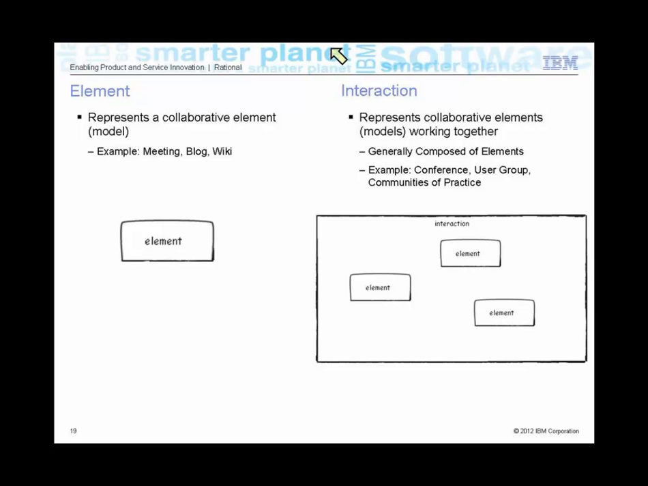And then finally, what I wanted to do was to discuss how collaborative elements work together. So I term that as an interaction. Interactions are generally composed of elements, and they represent different complexity levels. Some interactions are very simple. They'll have one element. Some interactions have completely complex elements inside of them. So, for example, a conference could be looked at as an interaction. A user group could be looked at as an interaction, as well as a community of practice, which is how I started this whole thing in the first place.